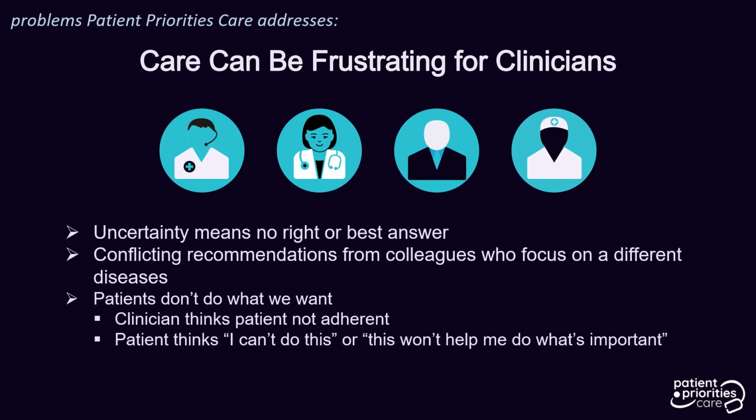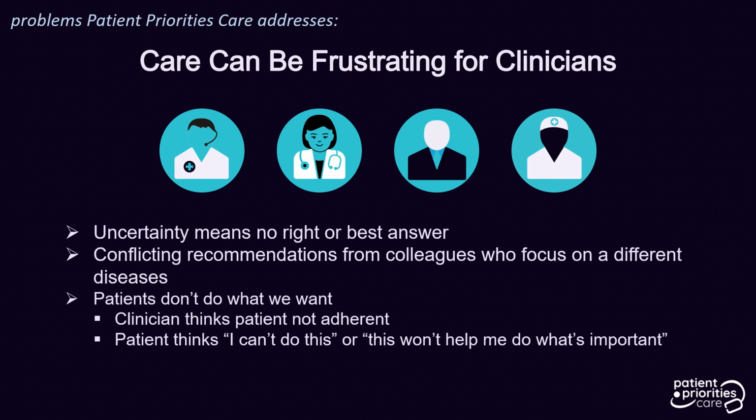Aligning care with what matters for each person is helpful, not only for patients, but also for clinicians. Providing care to persons with multiple conditions can be frustrating. Uncertainty means there isn't a right answer, but our brains are hardwired to have the right answer. We want to do the right thing. So I may be sure that that patient should stop a medication. You're equally sure she needs to continue it.